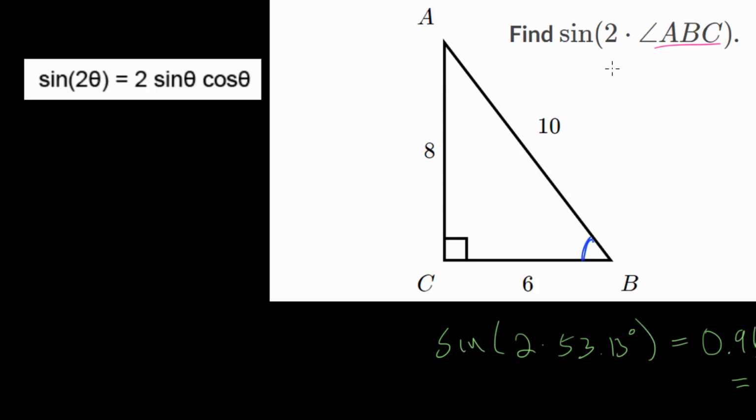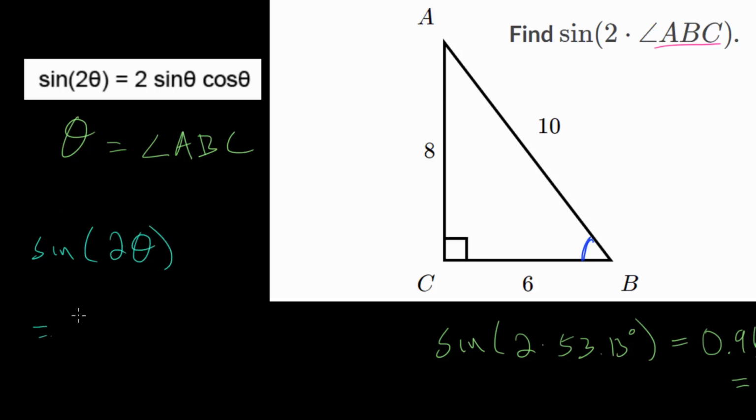We want twice this angle ABC, meaning that in our case, the angle theta that we're looking at is this angle ABC. So when we want to find the sine of twice theta, or twice angle ABC, we're looking at twice the sine of theta multiplied by the cosine of theta, since we're calling this angle right here theta.